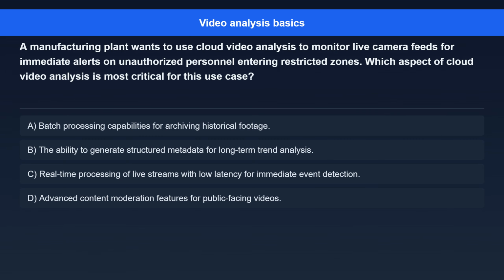Question 9. A manufacturing plant wants to use cloud video analysis to monitor live camera feeds for immediate alerts on unauthorized personnel entering restricted zones. Which aspect of cloud video analysis is most critical for this use case? Option A. Batch processing capabilities for archiving historical footage. Option B. The ability to generate structured metadata for long-term trend analysis. Option C. Real-time processing of live streams with low latency for immediate event detection. Option D. Advanced content moderation features for public-facing videos.